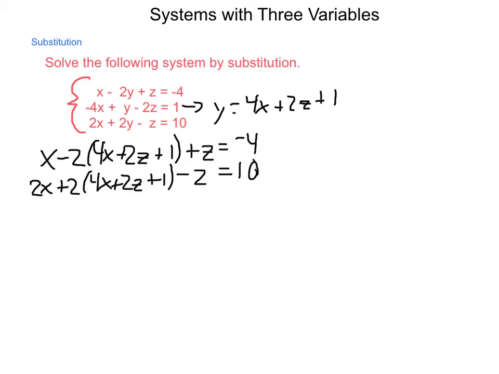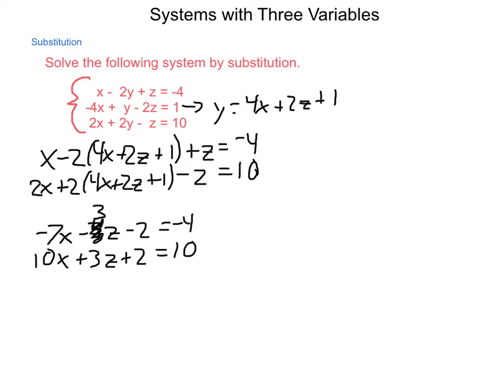Distributing, combining like terms, 2 times 4x is 8x, so x minus 8x gives me negative 7x. Negative 2 times 2z gives me negative 4z. Negative 2 times 1 is a negative 2. I have a plus z on the end here, so negative 4z becomes negative 3z equals negative 4. Same thing for the second equation. 2 times 4x is 8x plus the other 2x is 10x. 2 times 2z is 4z minus z is 3z. 2 times 1 is 2.